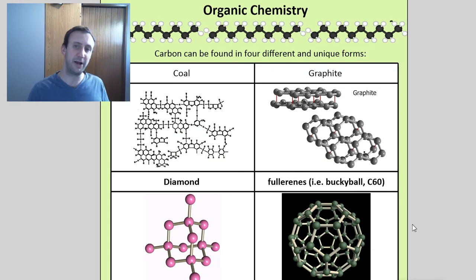So carbon can be found in different forms in nature. I don't actually like that coal is here. I don't consider that what's called an allotrope of carbon. When I talk about allotropes, it's different ways that the element of carbon can appear in nature. But carbon can be in graphite form. So graphite is the same thing that you use in your pencil.